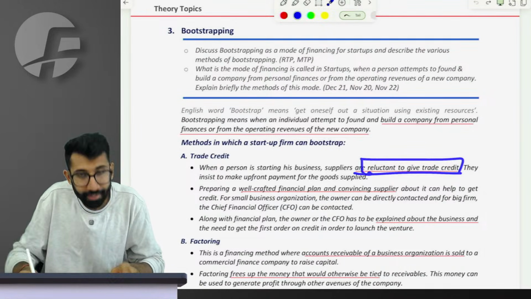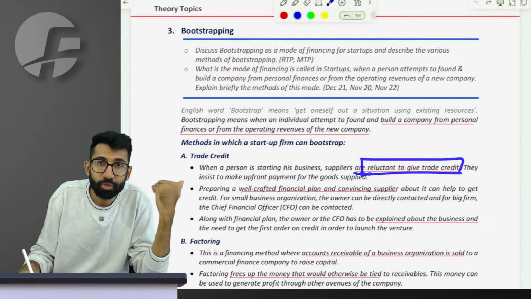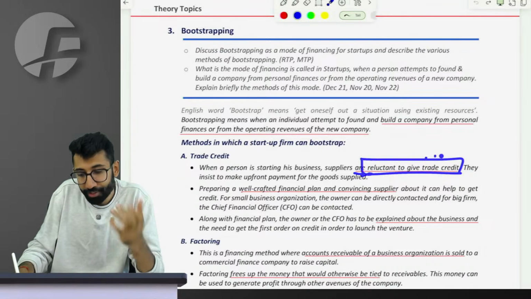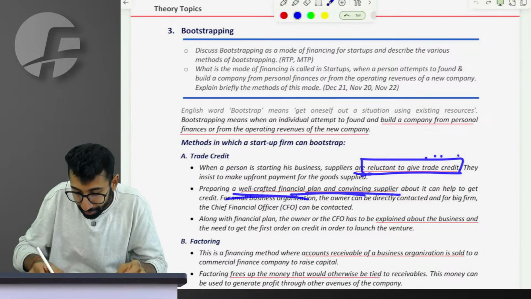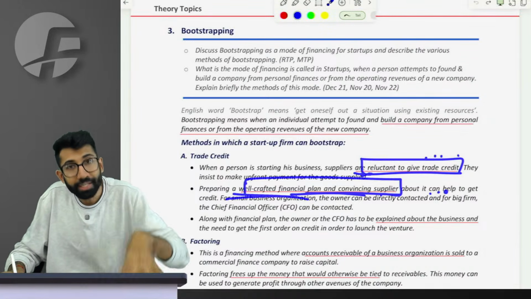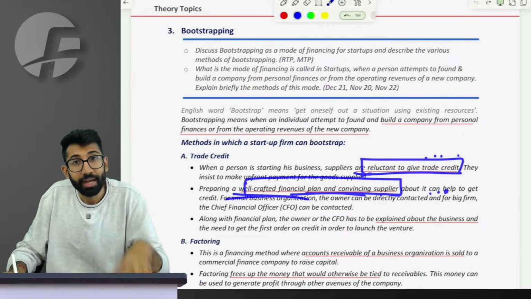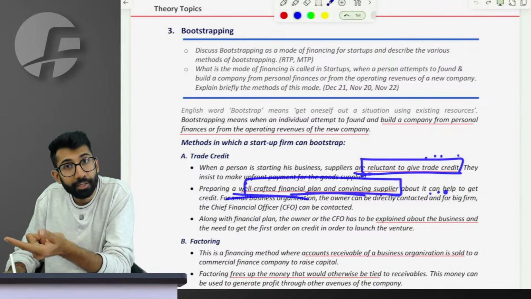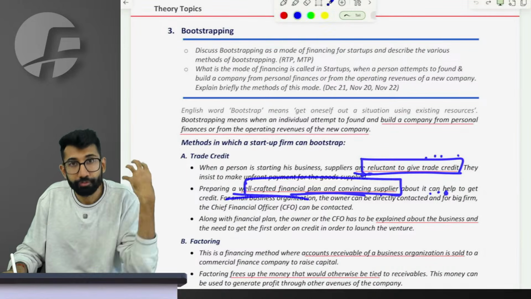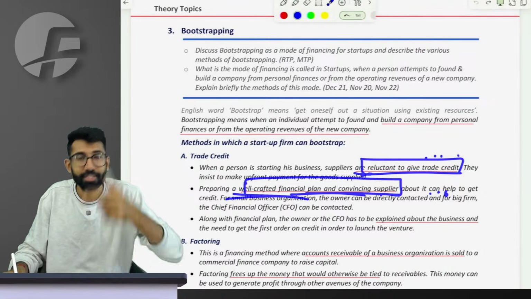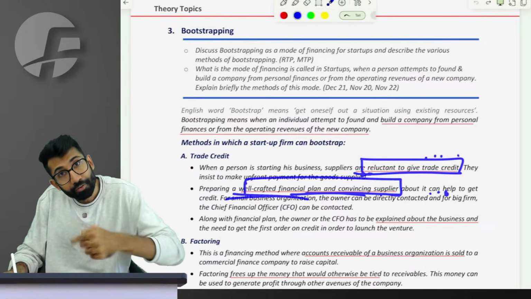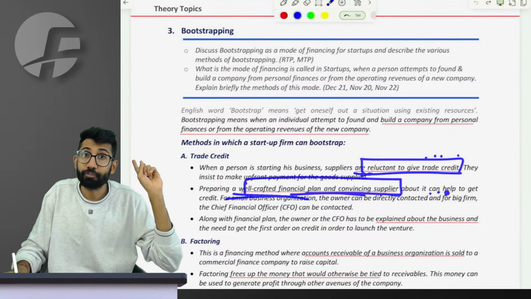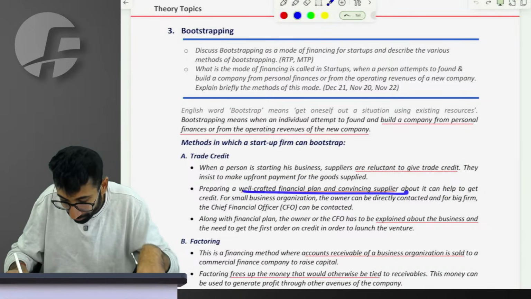But you have to realize that when you're a new company and go to another company to buy something on credit, they will be reluctant to give it to you. So you should have a well crafted financial plan to convince the supplier about the need for trade credit, and how you can make money by selling your products. Once they give you the trade credit, you will manufacture and sell the product, make money, and repurchase from them. That is the kind of plan you will have to prepare.